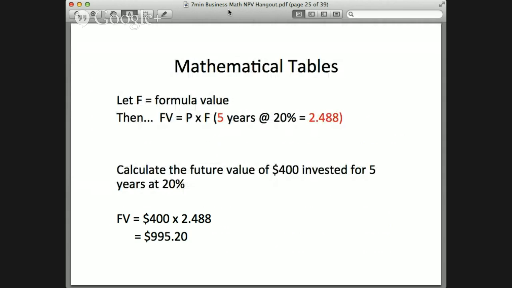Let's say then the F is the formula value, and the future value equals the principal times the formula value, which is 5 years at 20% equals 2.488. So the calculation, let's say you have $400 invested for a 5-year period at 20%. The calculation is as follows. $400 times 2.488, because that's the 5-year period at 20%, yeah? So your future value is $995.20.